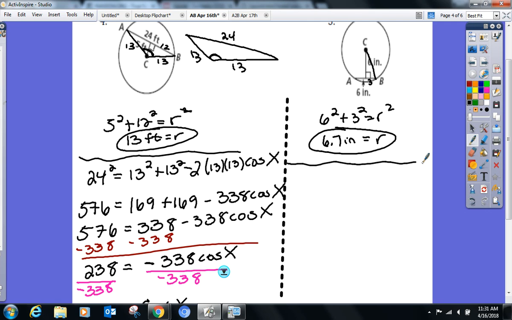Okay, now find the measure of the arc. Do you know the arc length? No. Do you know the length of arc AB? No, so you cannot use the formula for arc length. So what's the only other way to find the arc measure? Find its central angle. So go ahead, find angle ACB, and you can use the 6.7. I'm not going to have you use the whole decimal before you round it, so go ahead and use 6.7.